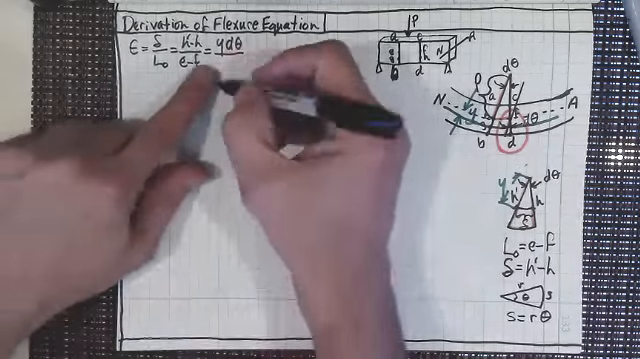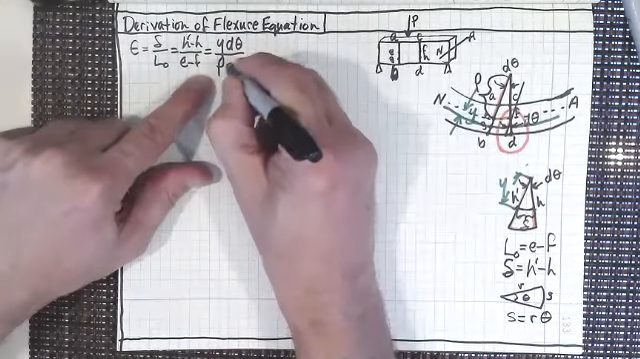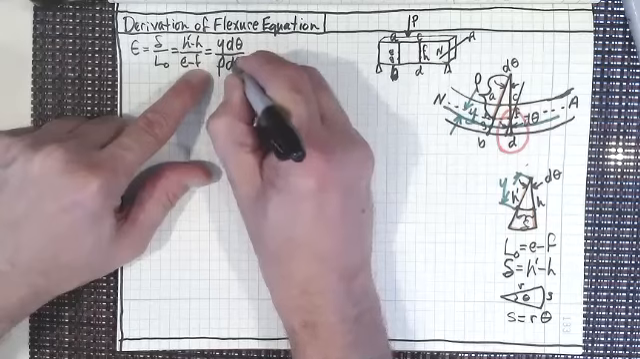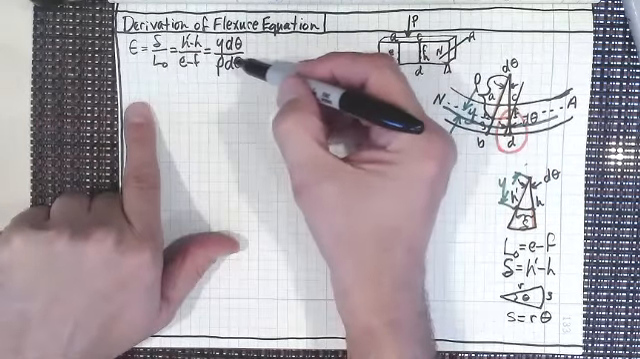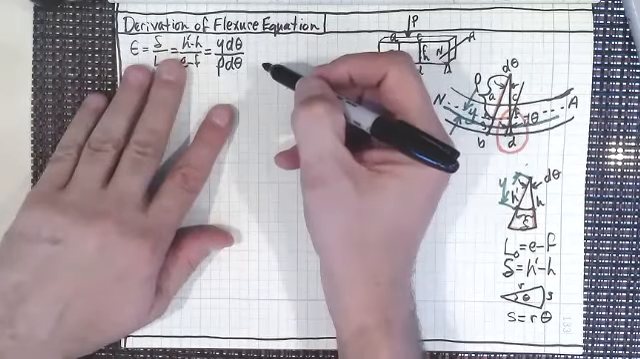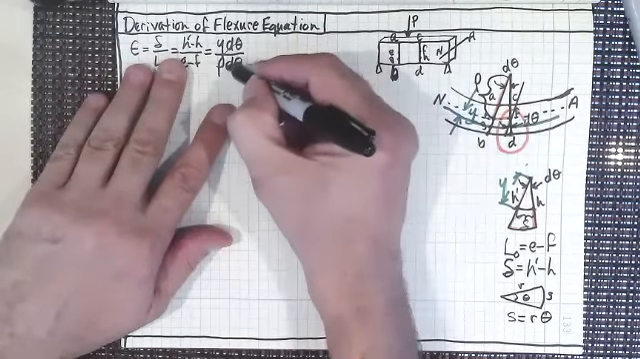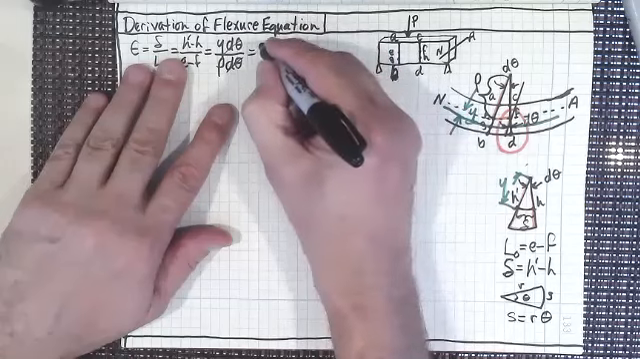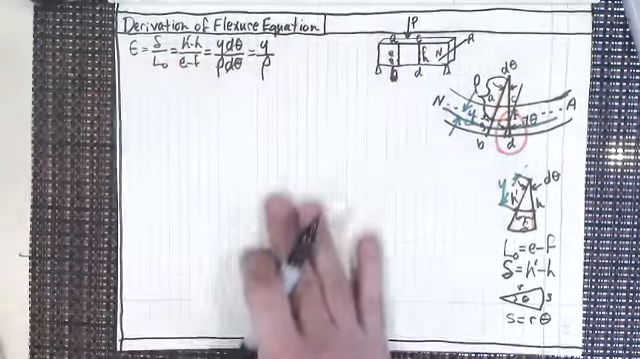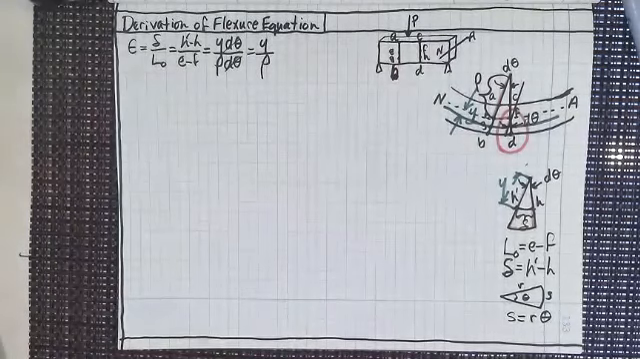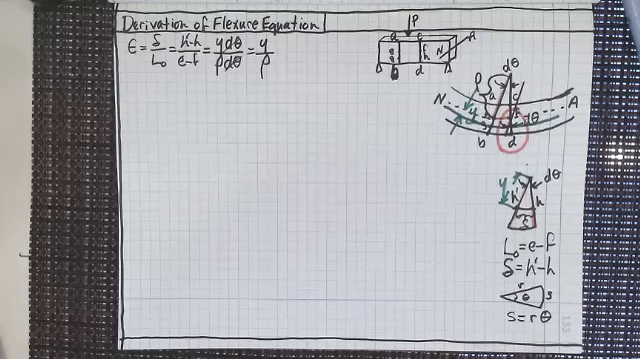And so that's what I've got down here. I've got rho d theta. So strain equals y d theta over rho d theta. Did you see anything we can cancel out? That's right. So I've got y over rho. All right. I don't think anybody has any problems with that.